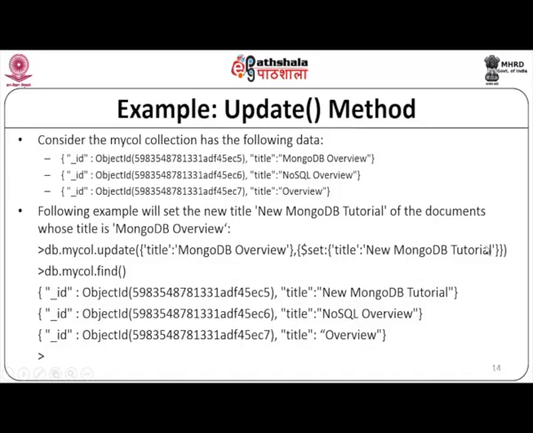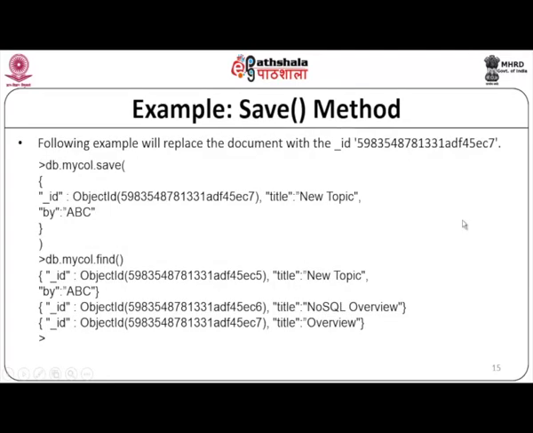Instead, if you want to know whether the new title has been updated, you will have to once again make use of the find method to list down all documents available in the collection. When you make use of the find method, you can find that the original MongoDB overview titled document has now been replaced with the new title, new MongoDB tutorial.